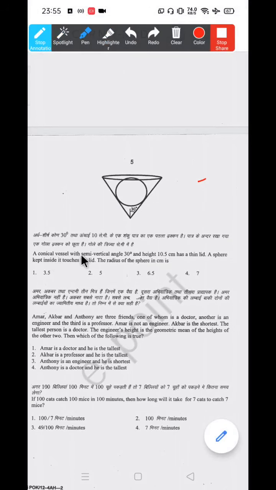A conical vessel with semi-vertical angle 30 degree and height 10.5 centimeter has a thin lid. A sphere kept inside it touches the lid. The radius of the sphere in centimeter is? Okay. The total height is 10.5 centimeter. And a sphere kept inside, radius of the sphere.